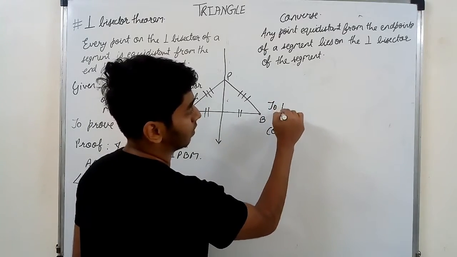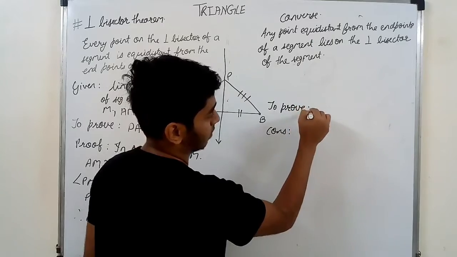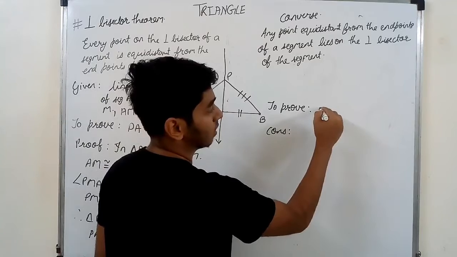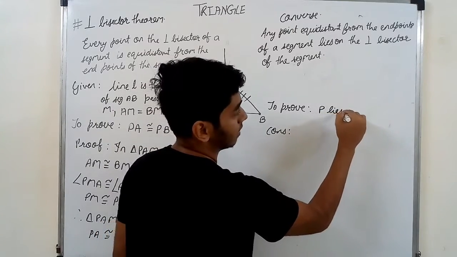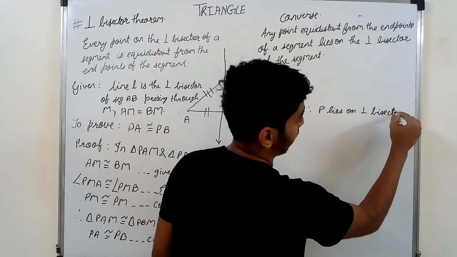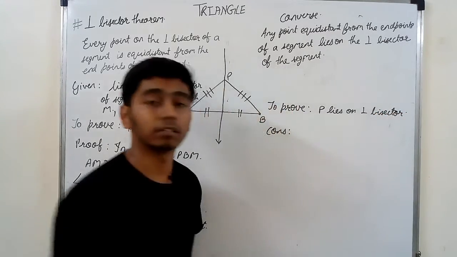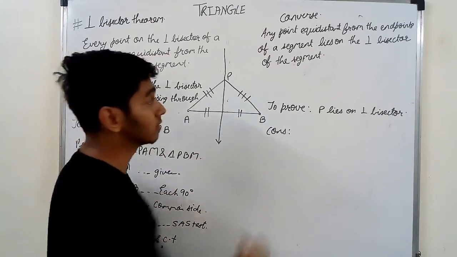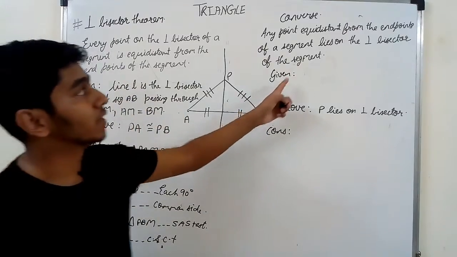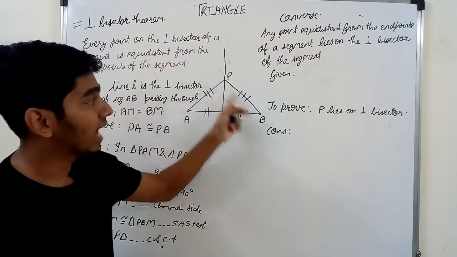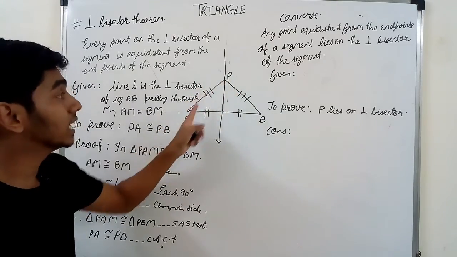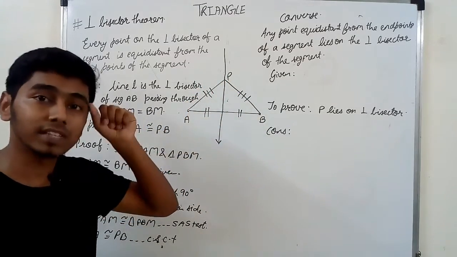What is to be proved? That P lies on the perpendicular bisector. Correct? What is given to us? That PA and PB are congruent. That is, P is a point which is at equal distance from the endpoints of the segment.